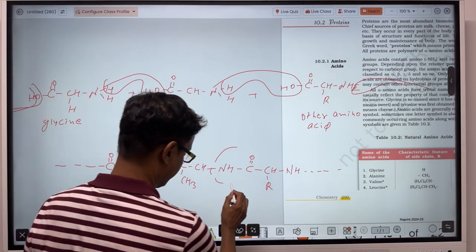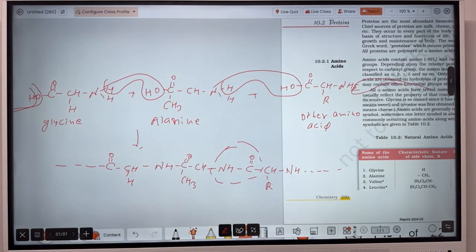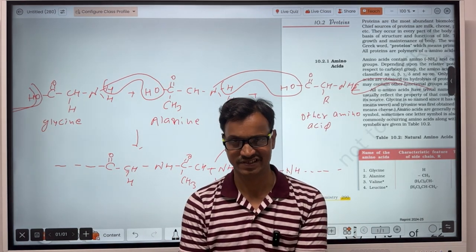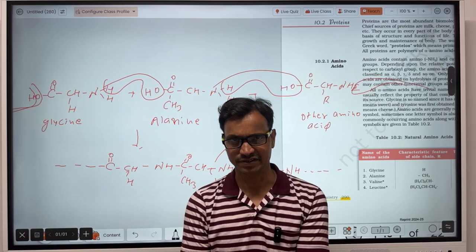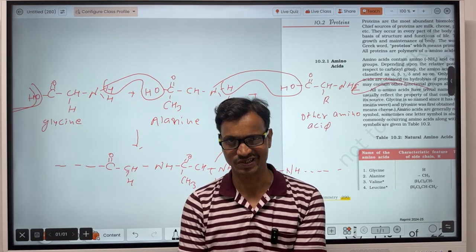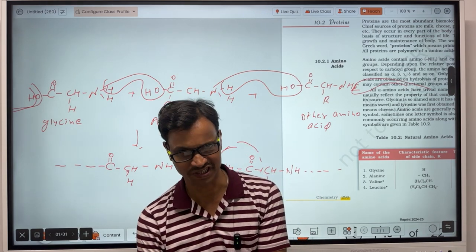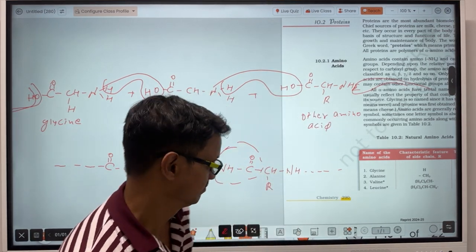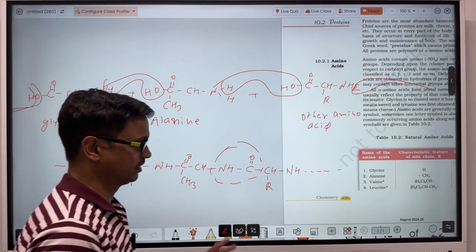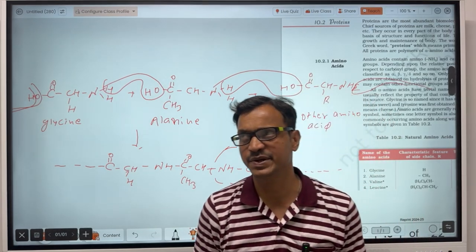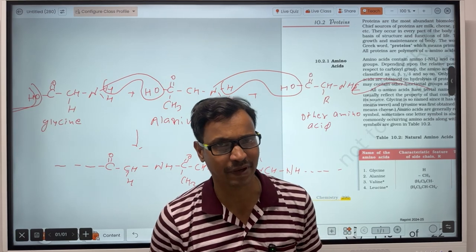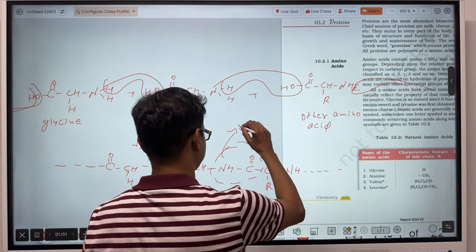So this bonding is called peptide bonding. The question in the NEET examination was: in protein, the amino acids are bonded with each other through which type of bonding? The answer will be peptide bonding. I have forgotten the options, and you don't need them. Simply, in protein the amino acid groups are bonded with each other through a peptide bond.